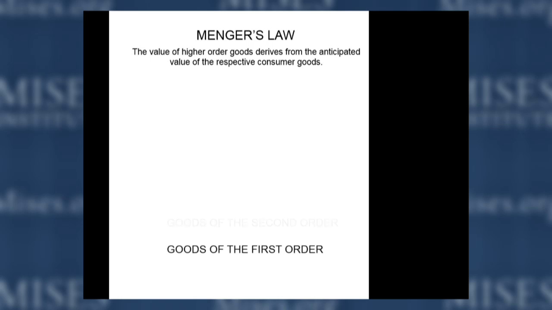Okay, now we're going to switch and talk about this structure of production and how it fits into the Austrian model, at least in the way I model it. And I'll start out with Menger's law, and it goes like this: the value of higher order goods derives from the anticipated value of the respective consumer goods. Well, okay, we'll go with that.